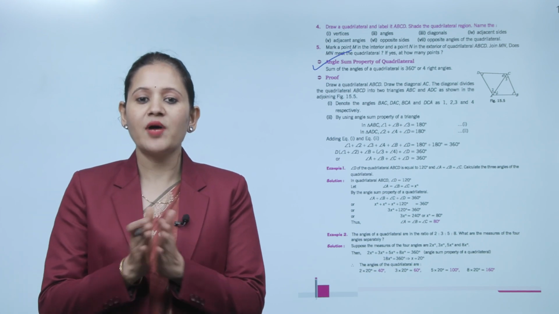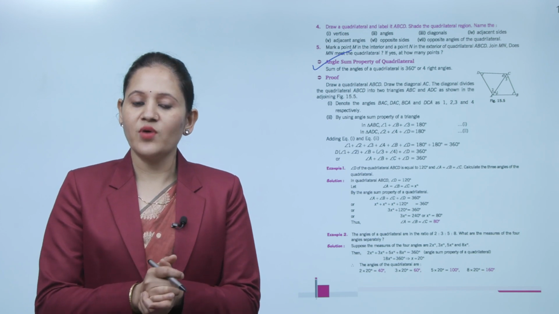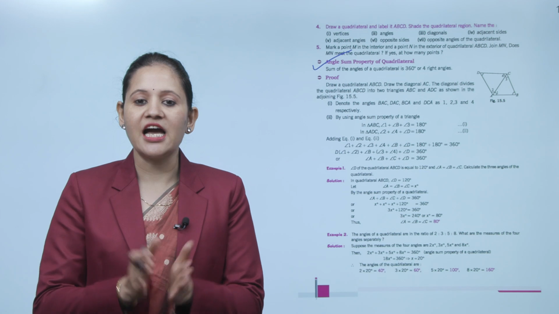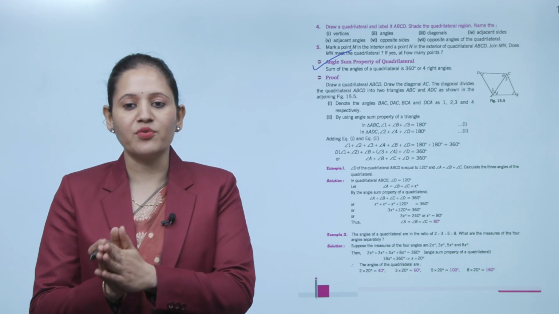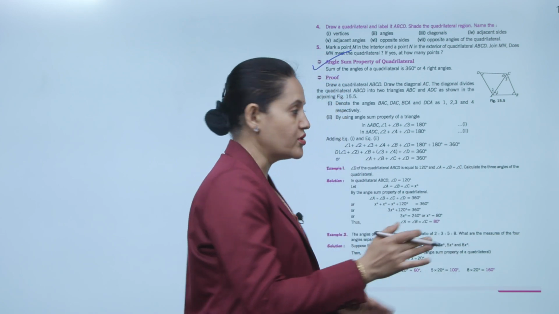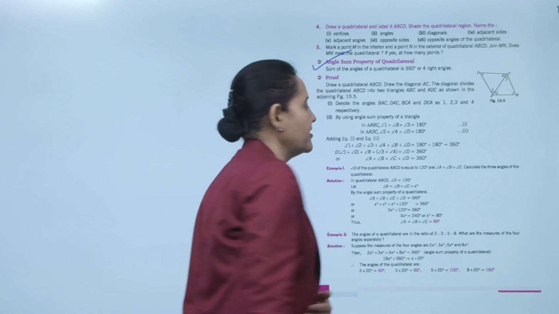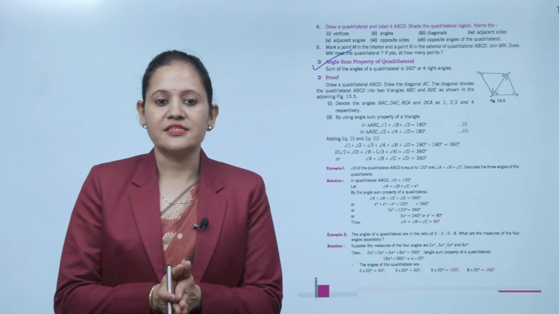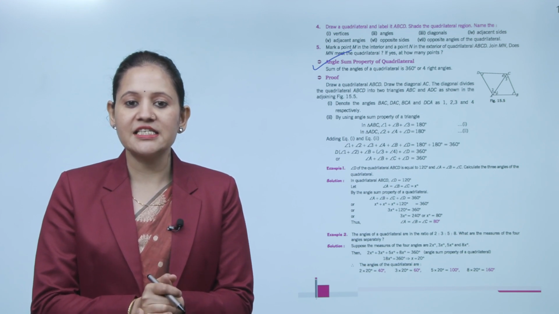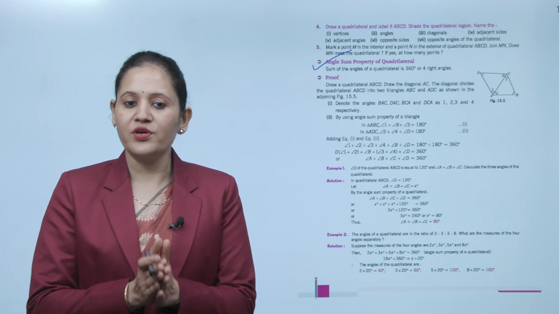Proof: draw a quadrilateral ABCD, draw a diagonal AC. The diagonal divides the quadrilateral ABCD into 2 triangles ABC and ADC as shown in the adjoining figure 15.5. So, here the diagonal AC divides it into 2 triangles ACB and ADC. Clear? Next, denote the angles BAC, DAC, BCA and DCA as angle 1, 2, 3, 4 respectively.